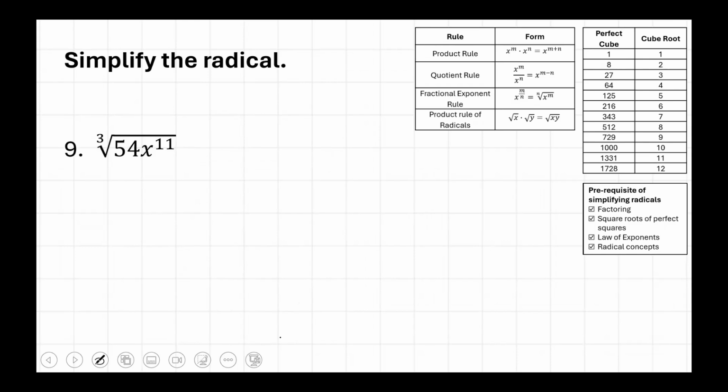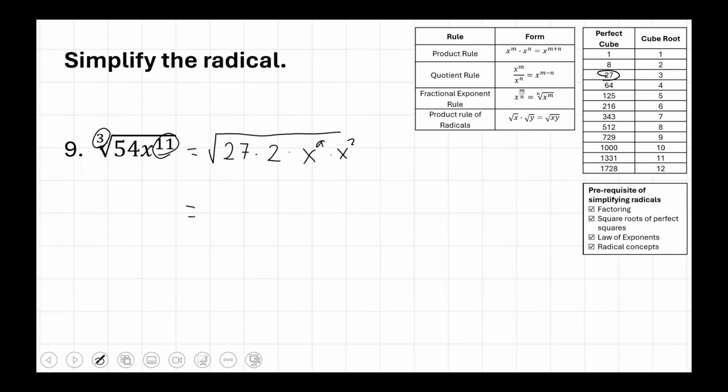Next, question number 9. Cube root of 54 times x raised to 11. So we know the index is 3. That means it's a cube root. So let's go with a factor. Factors of 54, it's not 8, but 27. So we can rewrite 54 to 27 times 2. Then x raised to 11, we know that 11 cannot be divided by 3. So what is the closest number to 11 that can be divided by 3? It's 9. So x raised to 9 times x raised to 2.